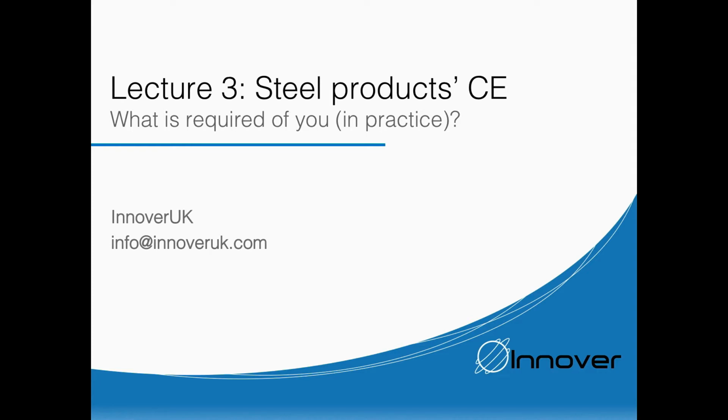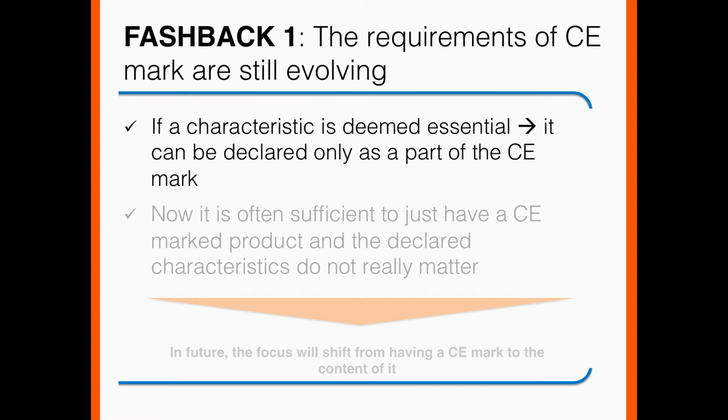In the third part, we are going to talk about the actual requirements in terms of the manufacturing and the FPC system, the factory production control system, and what kind of documentation and procedure requirements we have there. So in this third part, we are going to see how to manufacture a structural steel product that is going to be CE marked. But before we get started, I would just like to highlight a few things in this first part.